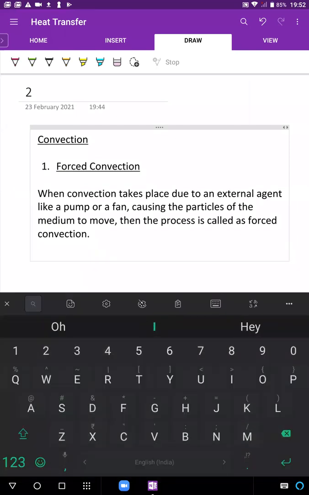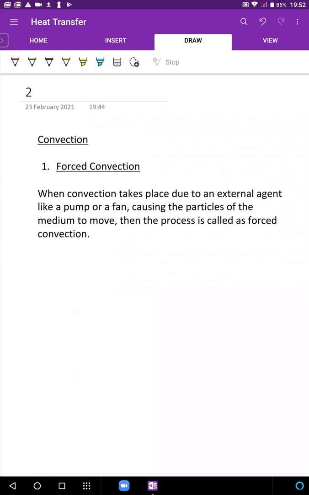There are some more traditional examples of convection, but any other weird example where someone does manage to move from one place to another, that can also be considered as convection if it's actually transferring heat. Causing the, what does the statement mean? Causing the particles of the medium to move.